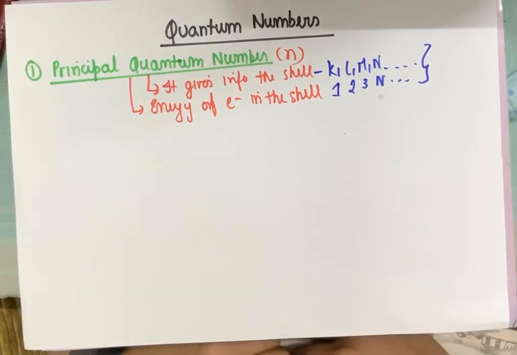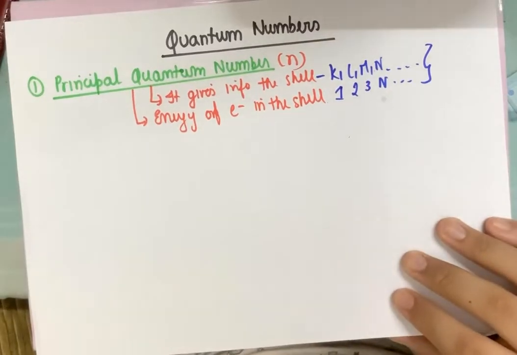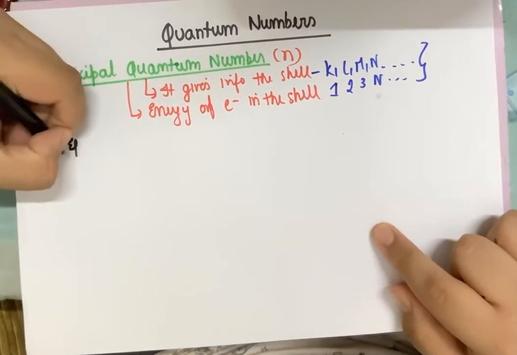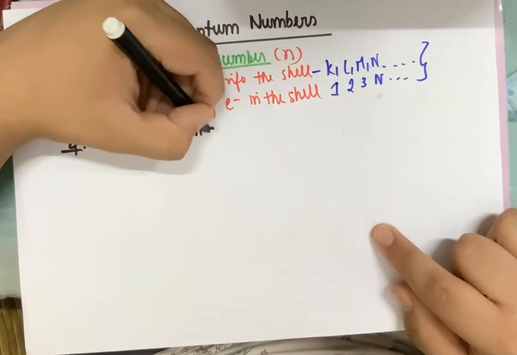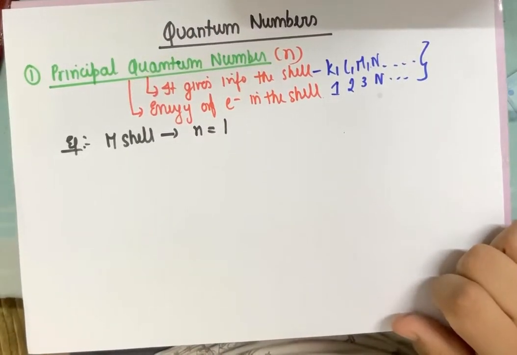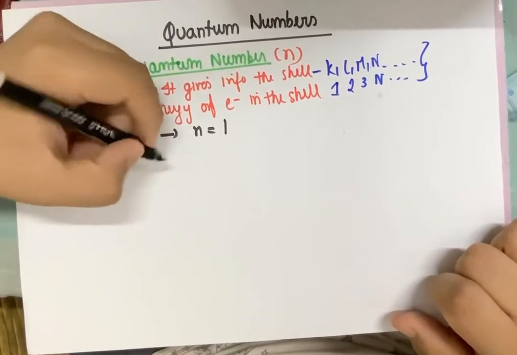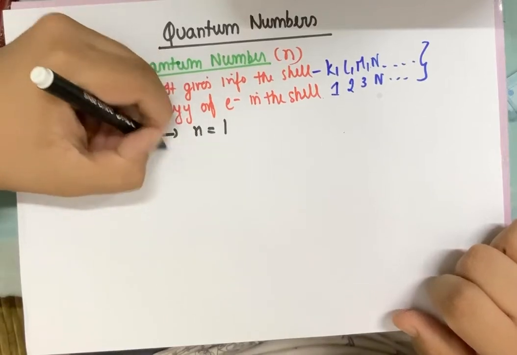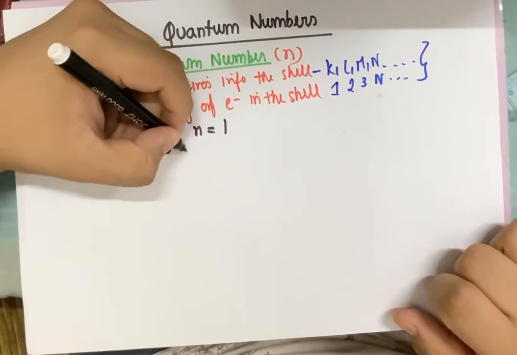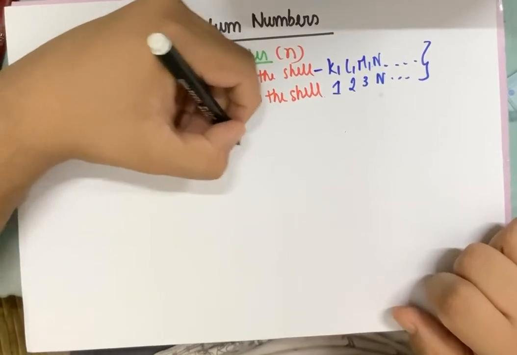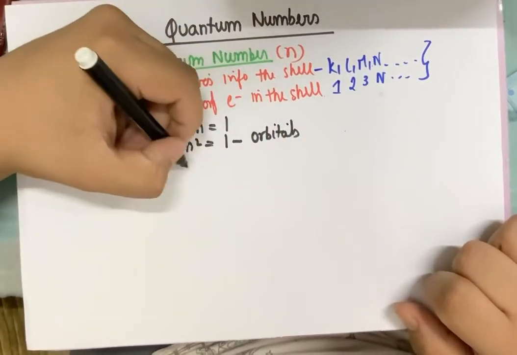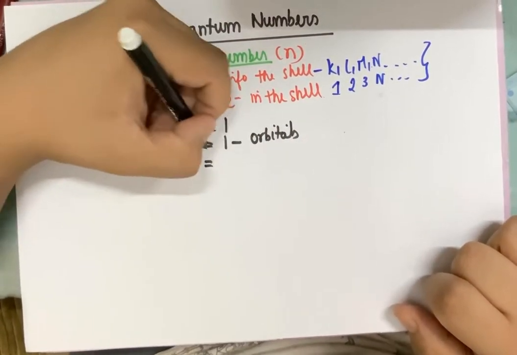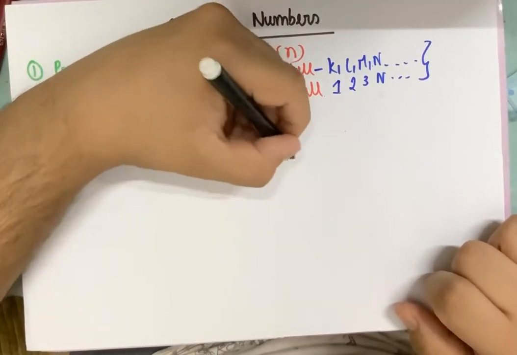Now, for example, I am talking about the M shell. So if I talk about the M shell, I get one piece of information, that the principal quantum number value is 1 for the M shell. Now from this principal quantum number alone, I can determine two more things. The number of orbitals, which is given by n square, that means 1 is the number of orbitals. And I can also determine the number of electrons, which is given by 2n square, which means 2 into 1 is 2. So this is electrons.